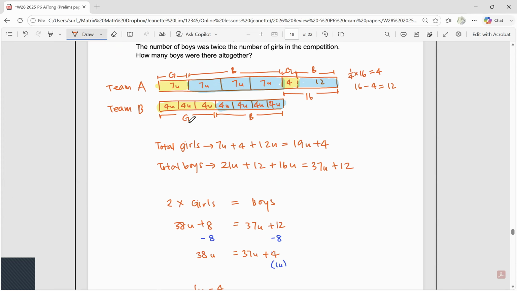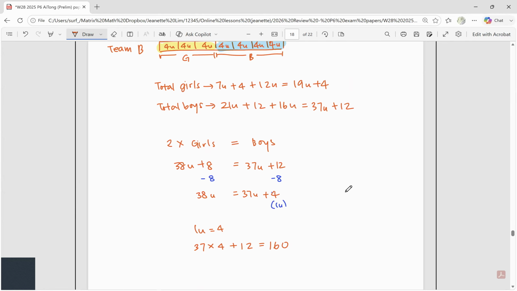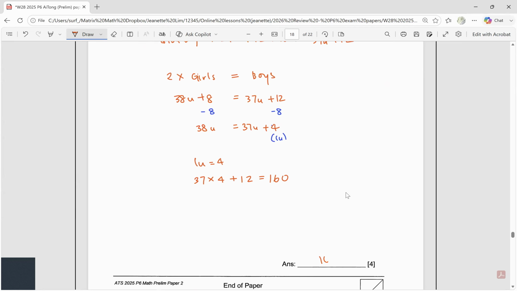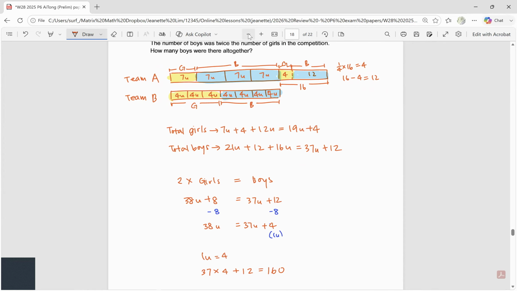How many boys were there altogether? Total boys is this one, 37 units plus 12. So we find 37 times 4, then add 12. So total boys 160. Okay, that's all. That's all for Tong paper 2, 2025 prelim exam.